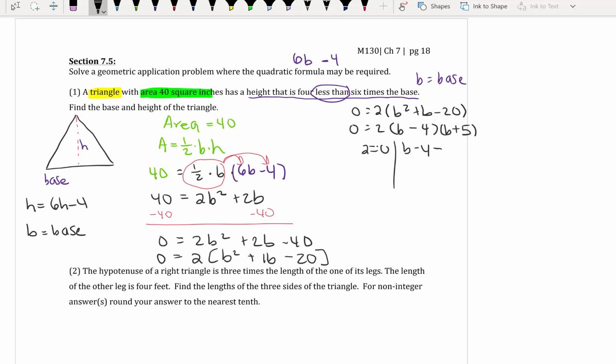So I have that 2 is equal to 0, B minus 4 is equal to 0, and B plus 5 is equal to 0. If that's the case, well, I know that 2 can never equal 0, so that doesn't work out. I have that B is equal to a positive 4, and B is equal to a negative 5. But it cannot equal negative 5 because I'm talking about measurement. Measurement can't be negative.